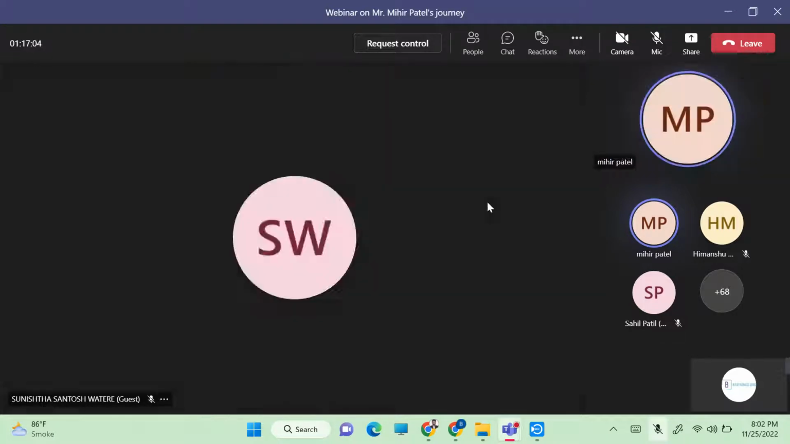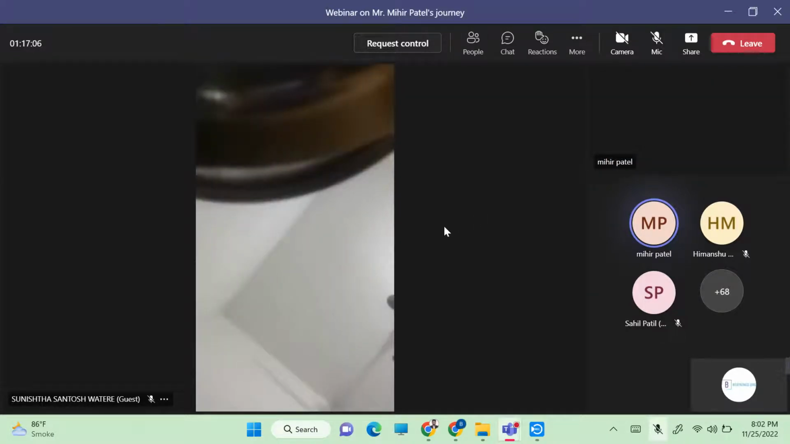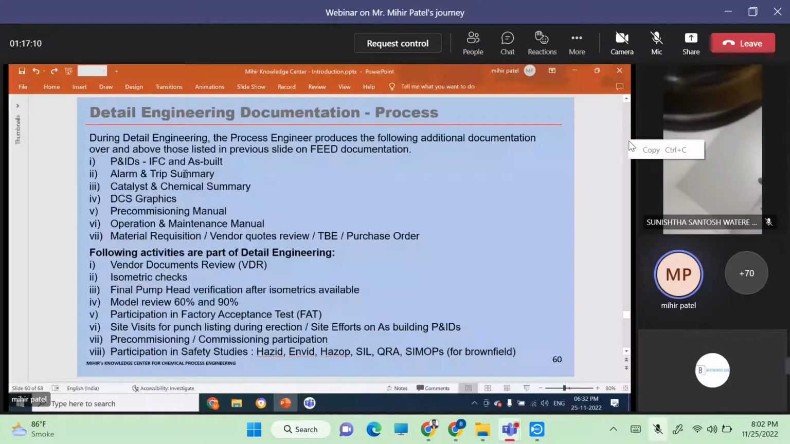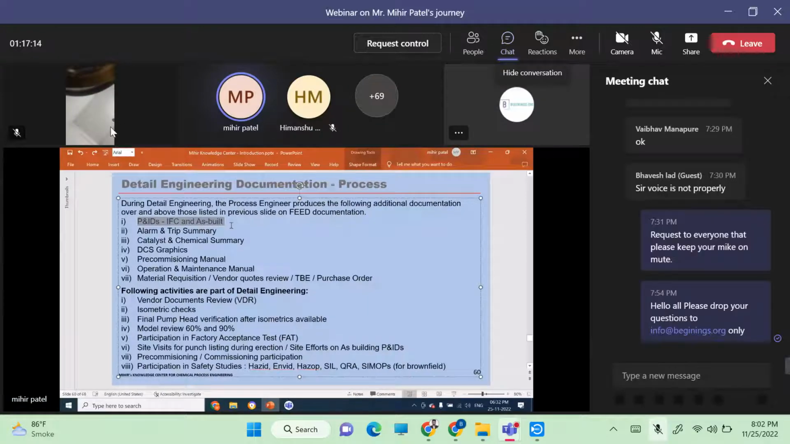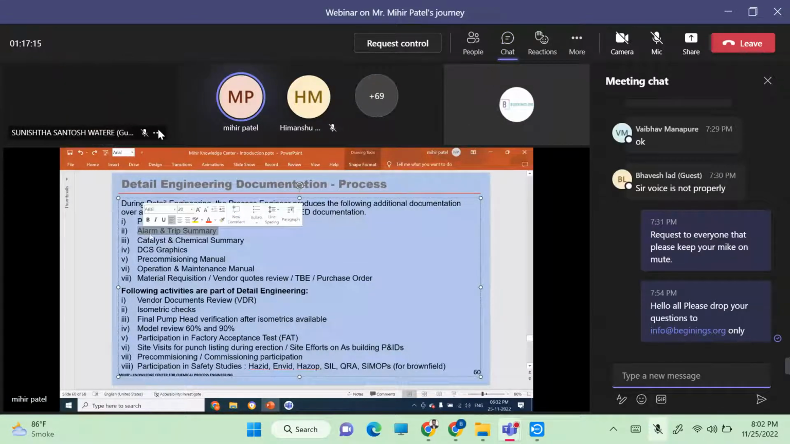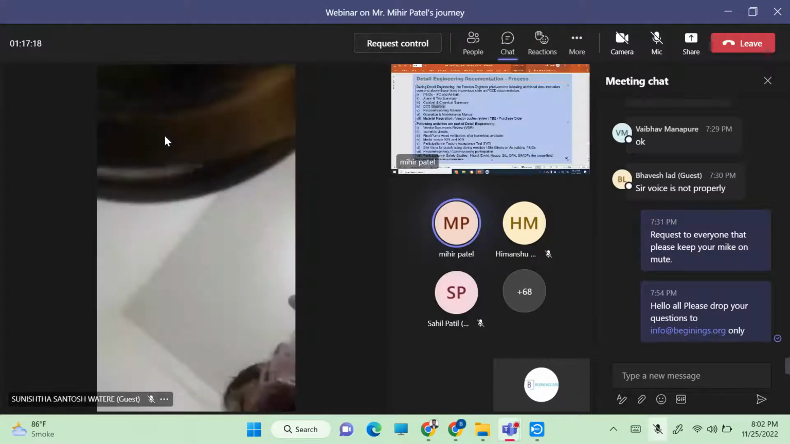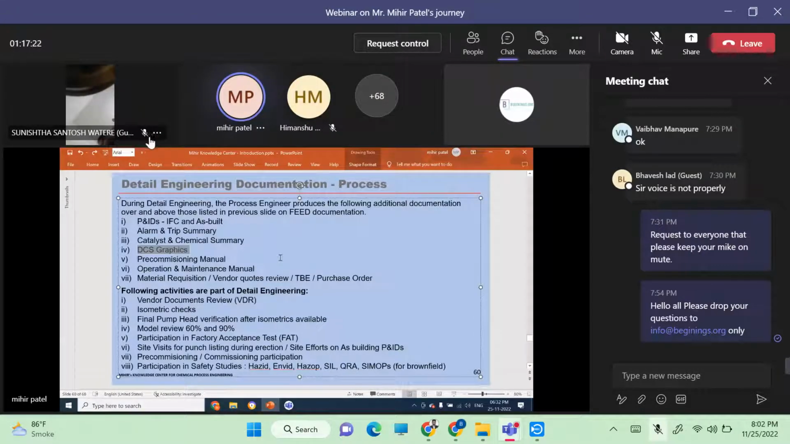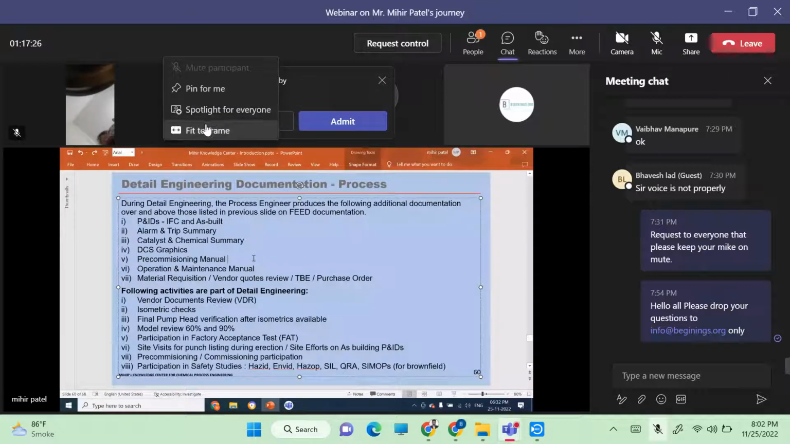Now here you see detail engineering. So during detail engineering, the process engineer produces following additional documentation over and above those listed in the feed documentation. So P&ID is IFC, okay, issued for construction and as built. Alarm and trip summary is produced in detail engineering. DCS graphics are produced, okay, distributed control system graphics are produced so that the DCS can be accordingly made by the supplier. Operation maintenance manual is there.